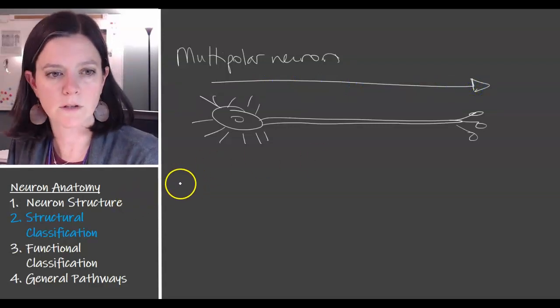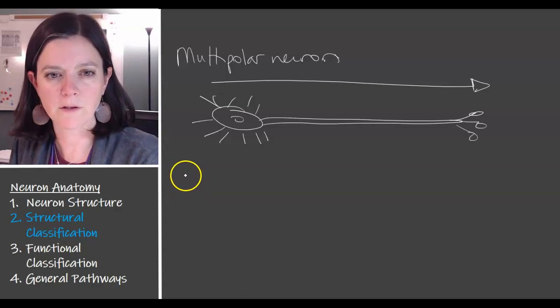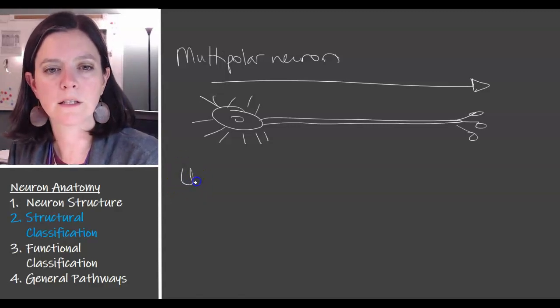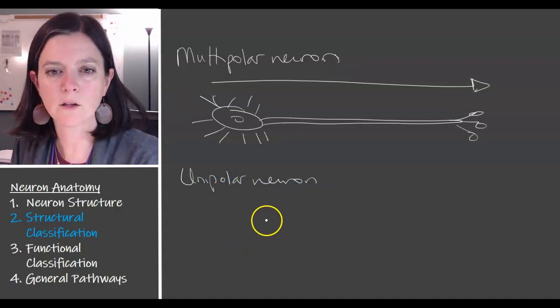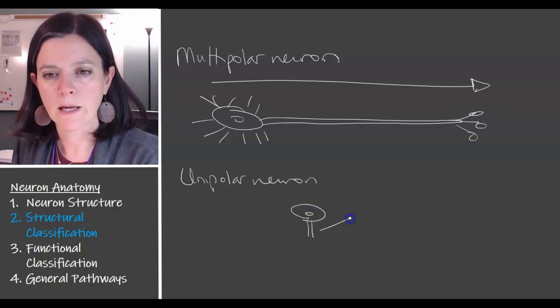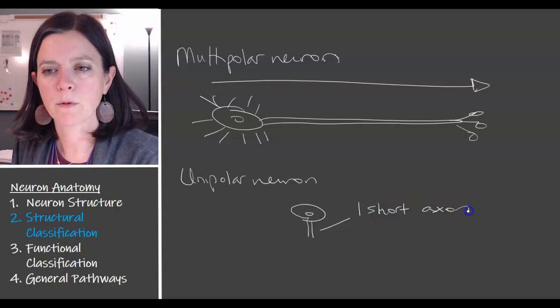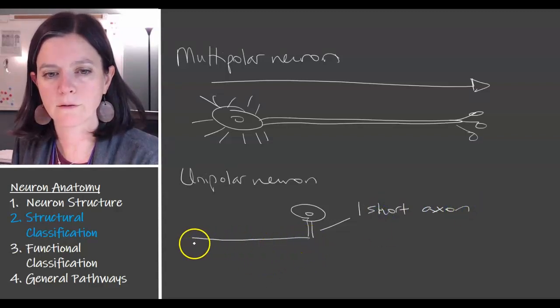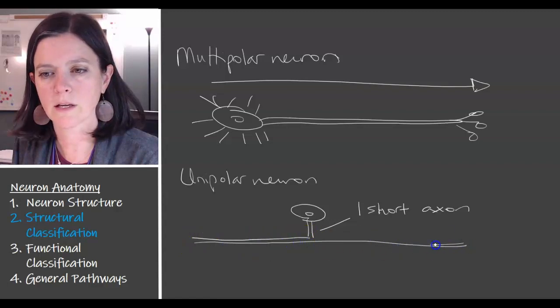Now the other option, structurally speaking, that we're going to focus on in this class is called the unipolar neuron. And that just means it has a single projection coming off of the cell body. So really, we have the cell body here, and we have this one short axon. But that axon branches, and it goes in two different directions. So let me show you what that looks like.